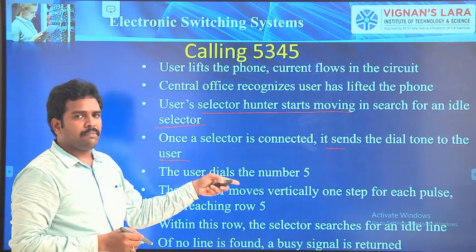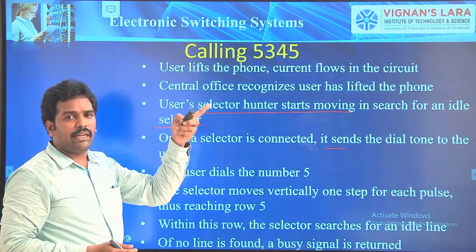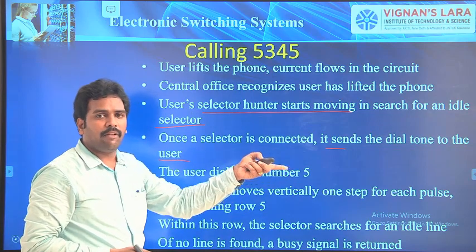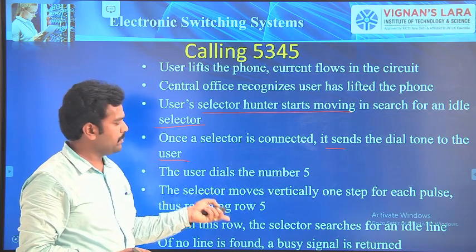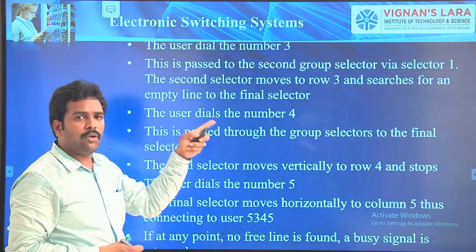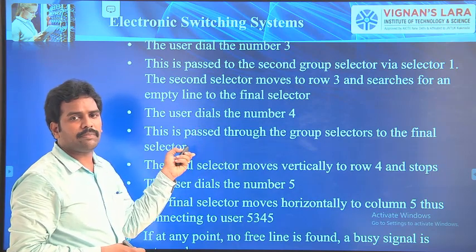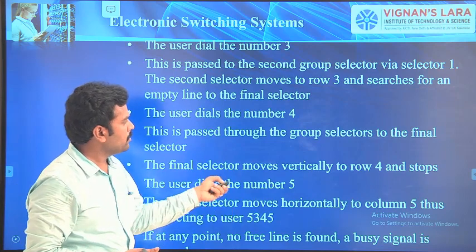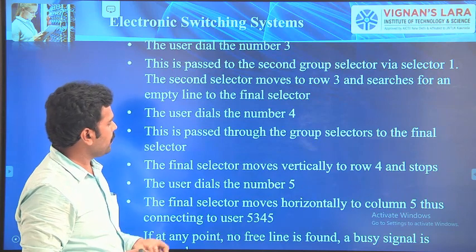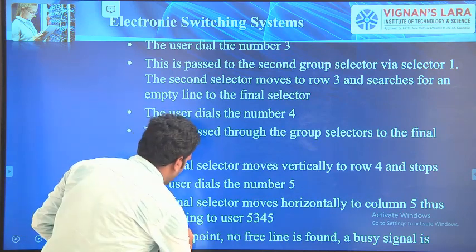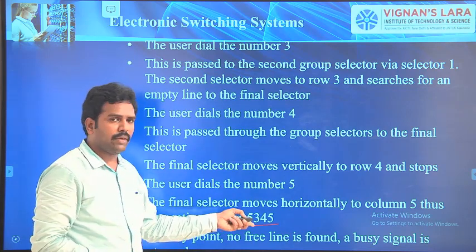The user dials the number 5. Therefore, the selector moves vertically, or the wiper moves vertically, and reaches level 5. In level 5, it is going to choose any one of the available contact points. Then later, it is going to select the 4th level. In that, it is going to choose any one of the contact points. After that, it is going to select the last one as a contact point. So finally, it is going to establish a connection between the calling and called subscriber whose number is 5345.